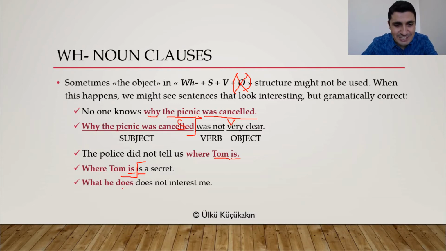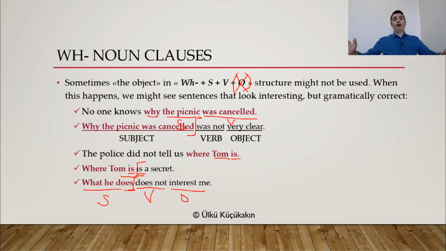Now, when you look at this sentence, you think there's something wrong. But actually, there is nothing wrong here. What he does is our subject, okay? It's a noun clause. And what he does is our subject. Does not is our verb. It's a verb here. And interest me is our object. And what he does is our subject.